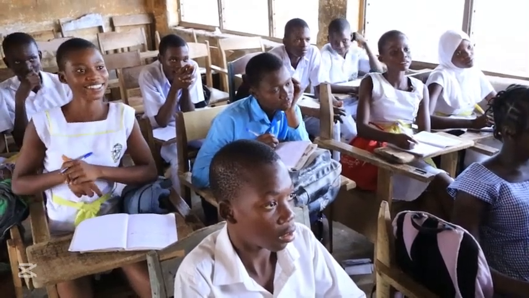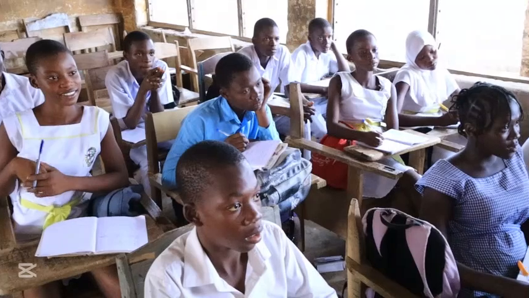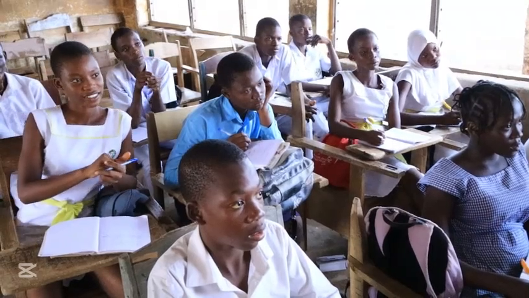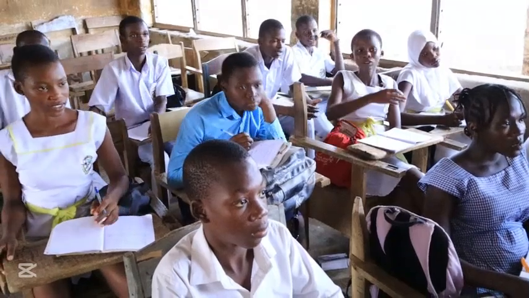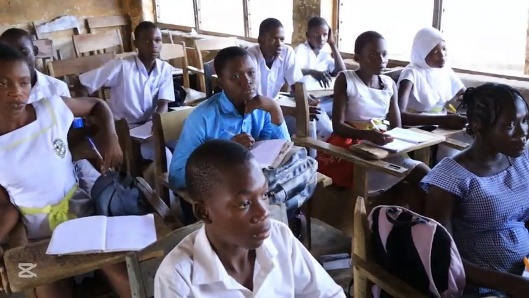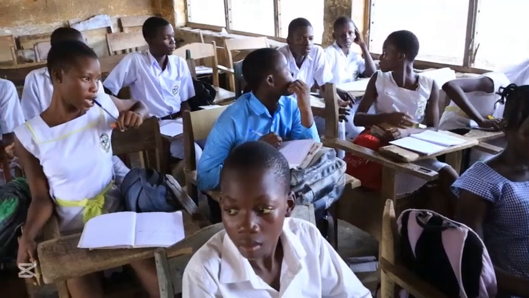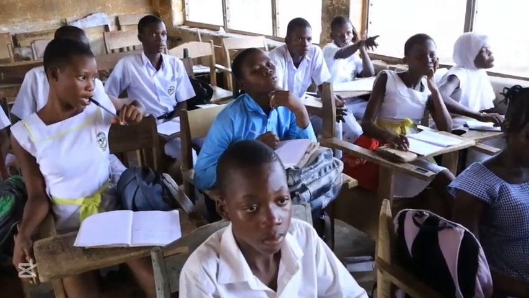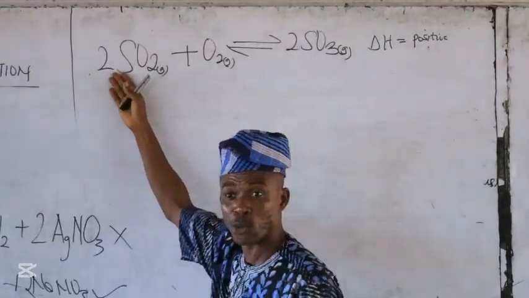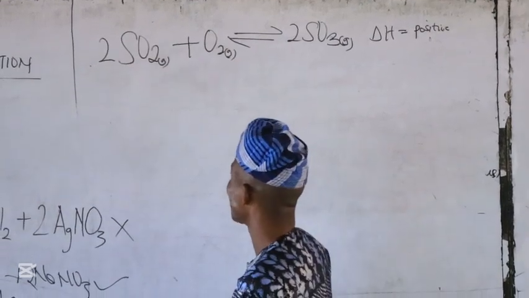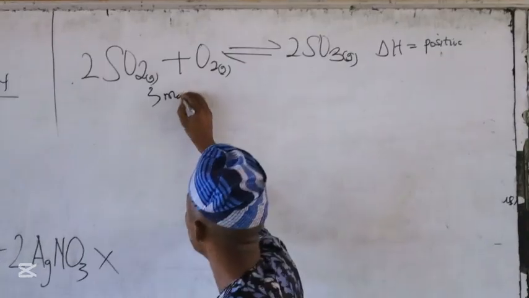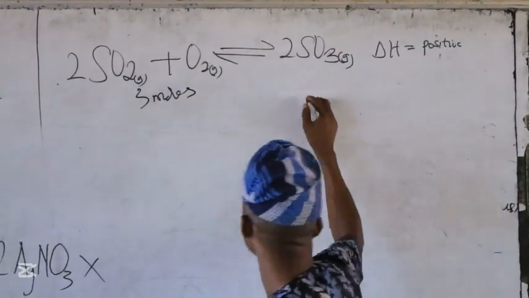How will pressure affect the system at equilibrium? You must look at the total number of moles of gaseous reactants and products. All the reactants and the product are in gaseous state. 2 moles of SO2 and 1 mole of oxygen, that is a total of 3 moles. The moles of product there are what? 2 moles.